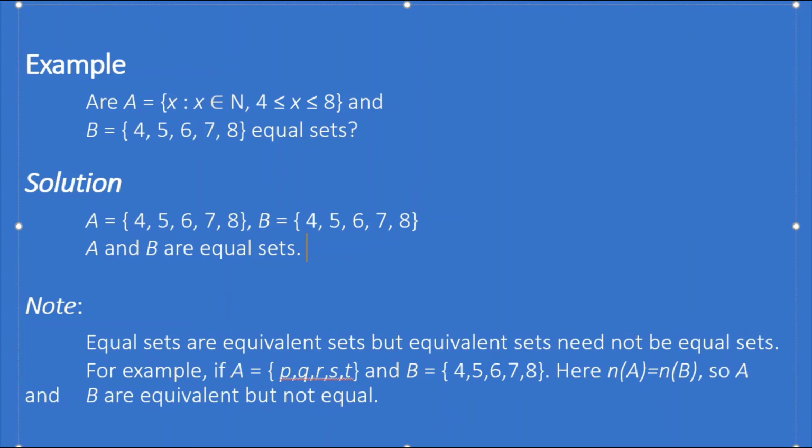We can see these two sets: A = {p, q, r, s, t} and B = {4, 5, 6, 7, 8}. In both the sets, n(A) = 5, and n(B) is also equal to 5. So n(A) and n(B) are equal, so we can say these are equivalent sets. But since the elements are not exactly the same and they are different from one another, we can say these are equivalent sets but not equal sets.